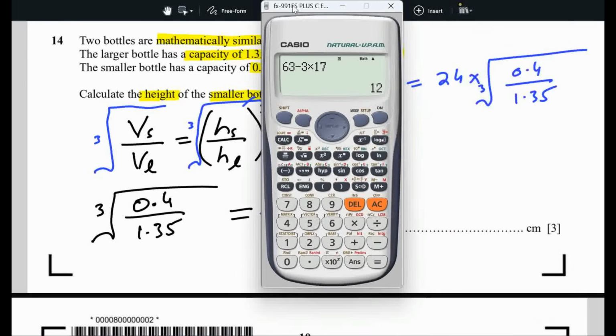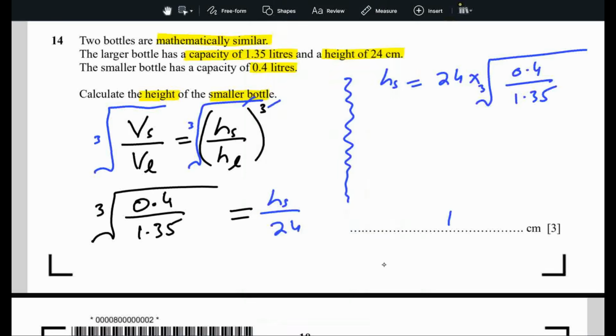So let's see what will be the answer. For cube root, we can use the calculator. We can use this way, shift this point. Cube root of fraction 0.4 divided by 1.35 multiply by 24. So the answer will be 16. So this will be the final answer. I hope that the concept is clear. Let's move to question number 15.